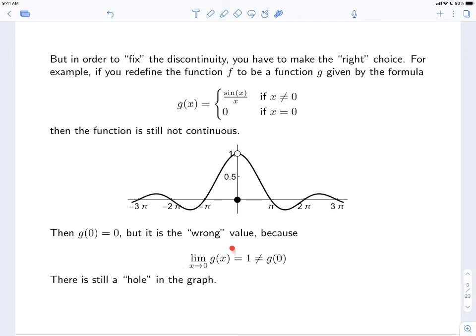The limit as x approaches 0 of g at x hasn't changed. It's still 1. The y value that it wants to attain is 1. But unfortunately, that's not the same as the value that it does attain at x equals 0, because g at 0 is defined, but it's defined to be something other than what it wants to be. It wants to be 1, but we've defined it so that it's equal to 0. What that means is we haven't removed the hole, so there's still a removable discontinuity. It's still called removable because we could still redefine the function in a different way to get rid of that hole.